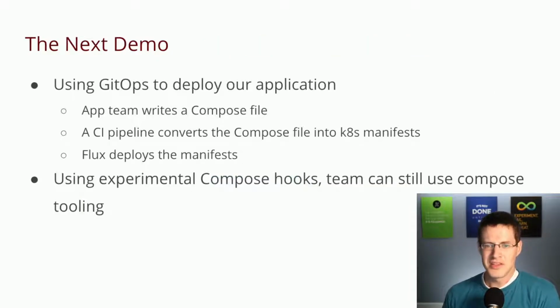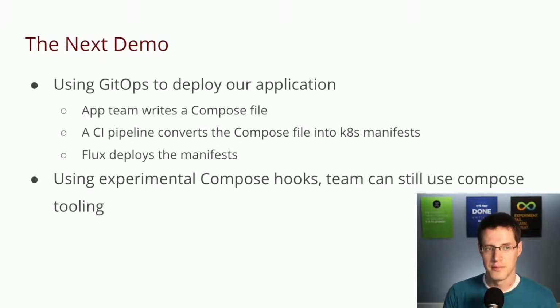So this next demo that I'm going to do here is actually going to use GitOps to deploy our application. The app team writes a Compose file. A CI pipeline converts that Compose file into Kubernetes manifests. In this case, we're actually using a custom Helm chart that just has a bunch of templating and has support for other capabilities.